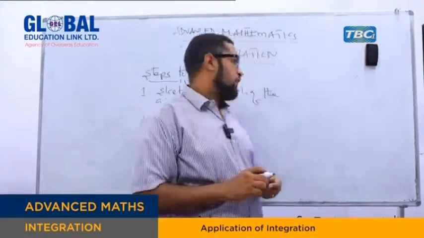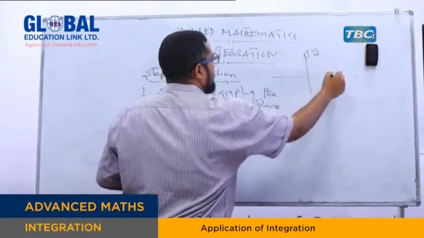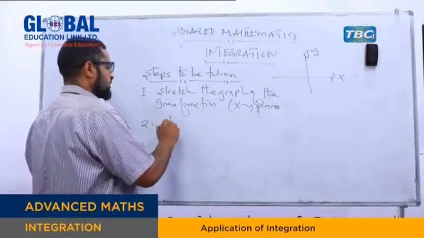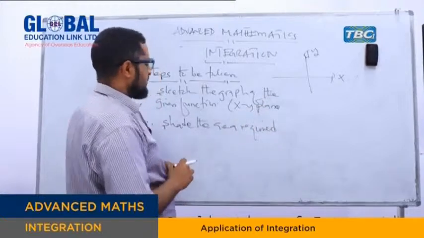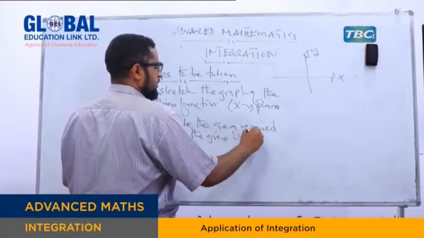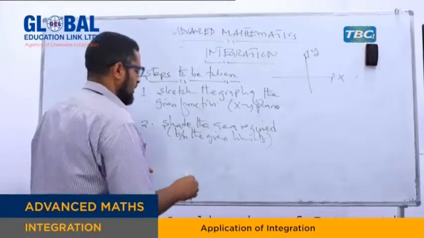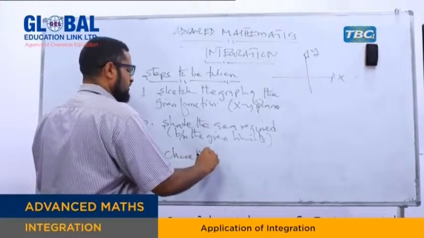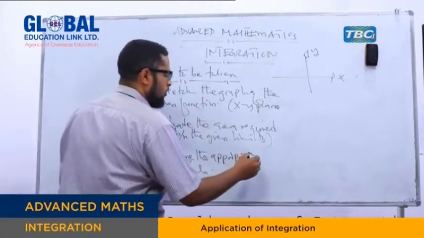Then after sketching the graph in the XY plane, I mean this one, the XY plane, you sketch in that part. After sketching, then you're supposed to shade the area required, or between the given limit. And then from there, after shading the graph between the given limit, the third step is to choose the appropriate formula. It's time now to choose the case.